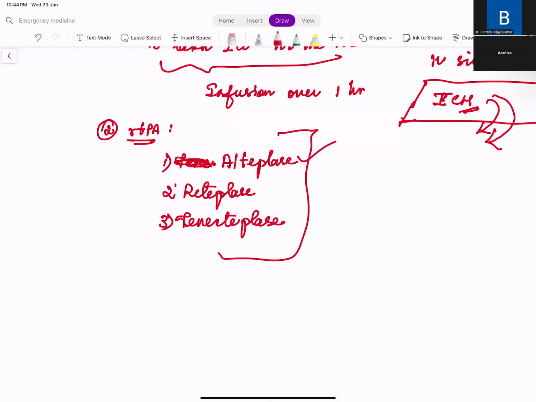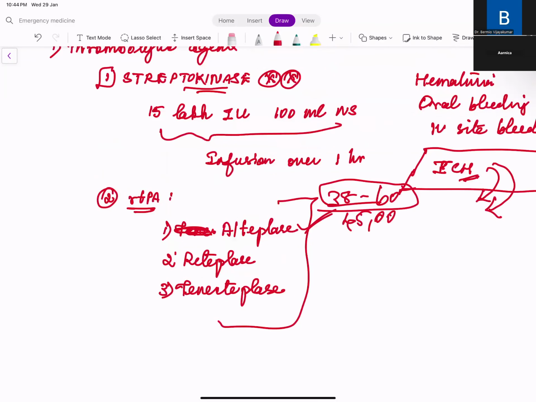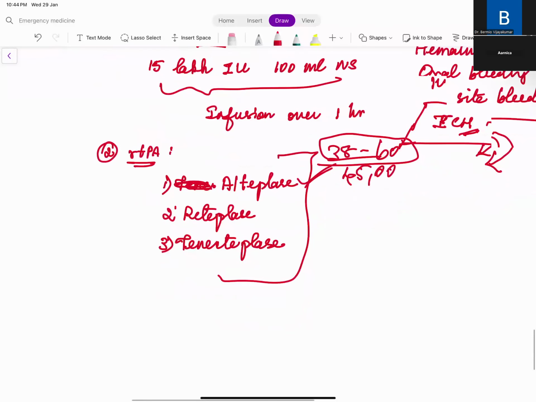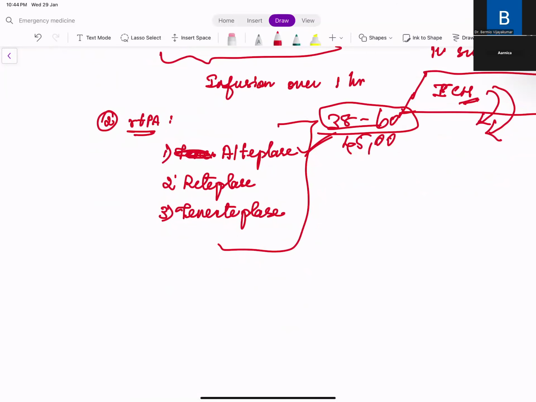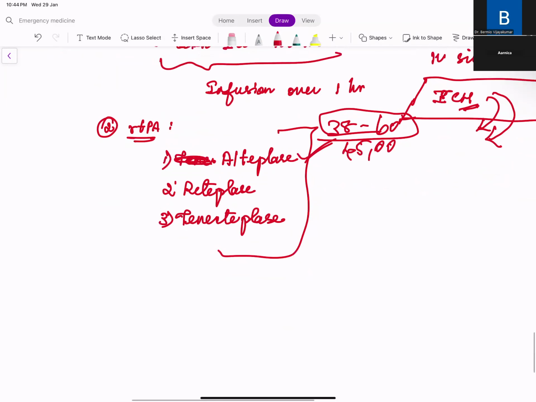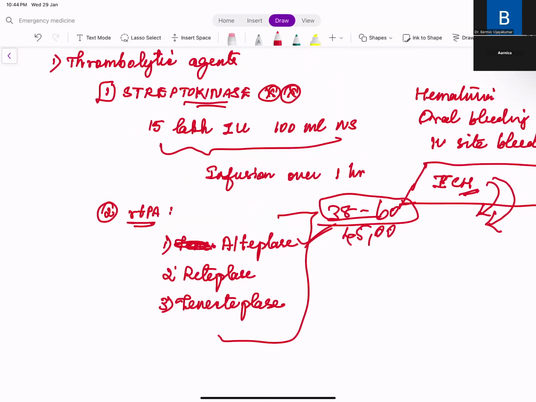For example, alteplase 50 milligram costs around 45,000 rupees, I guess. So mostly everything costs from 38,000 to 60,000, whereas streptokinase is still 2,000 to 4,000. So patients ask us, one is 2,000, one is 50,000, both have the same action. So what is basically the difference is, as I told you, streptokinase can cause ICH because of non-specific clot lysis.